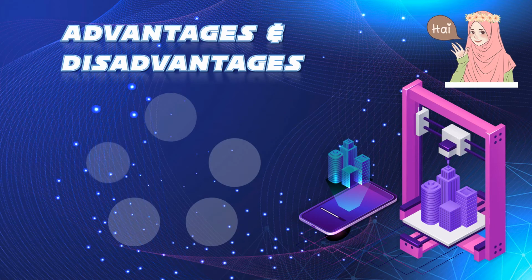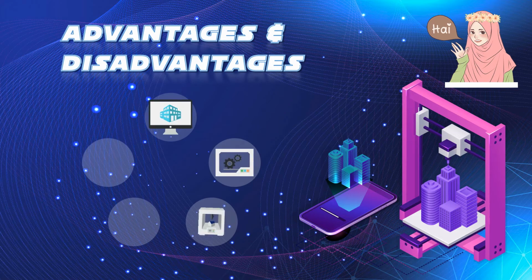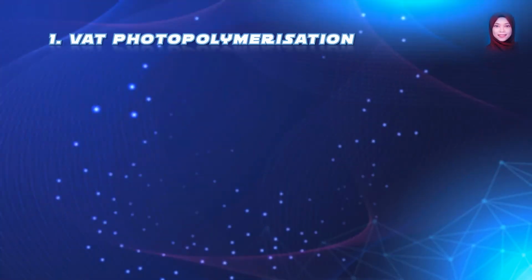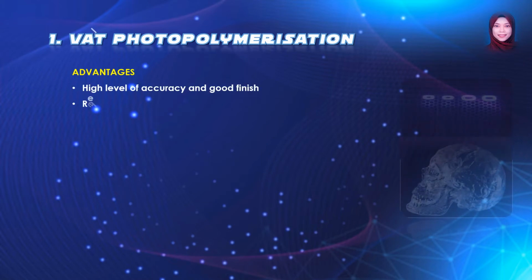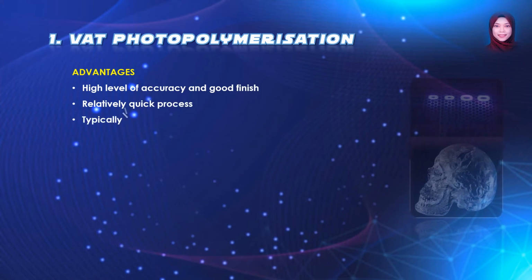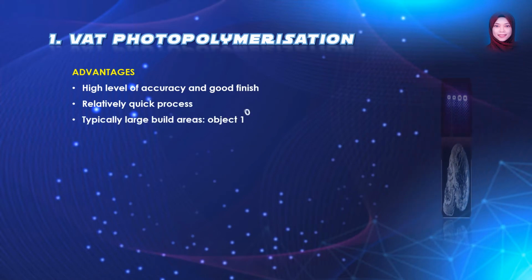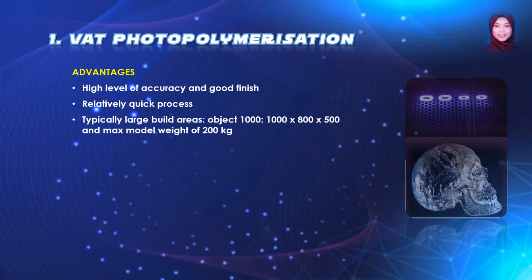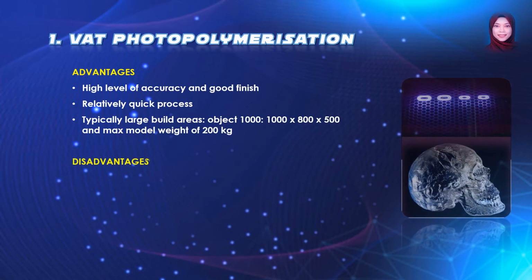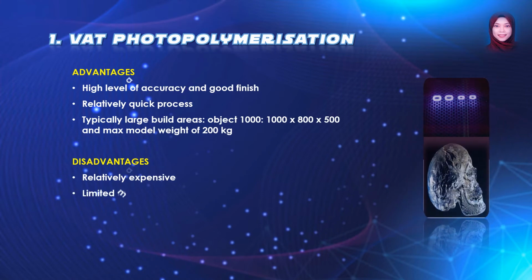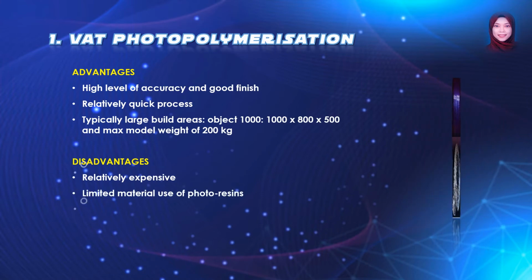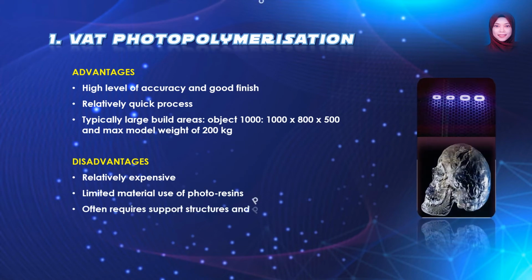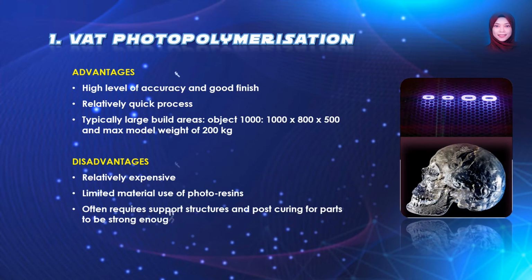So, I'm gonna show to you guys the advantages and disadvantages of additive manufacturing. Vat photopolymerization. Advantages: high level of accuracy and good finish. Relatively quick process. Typically large build areas, with object sizes of 1000 by 800 by 500 and a maximum model weight of 200 kg. Disadvantages: relatively expensive, limited material use of photoresins, often requires support structures and post-curing for parts to be strong enough for structural use.